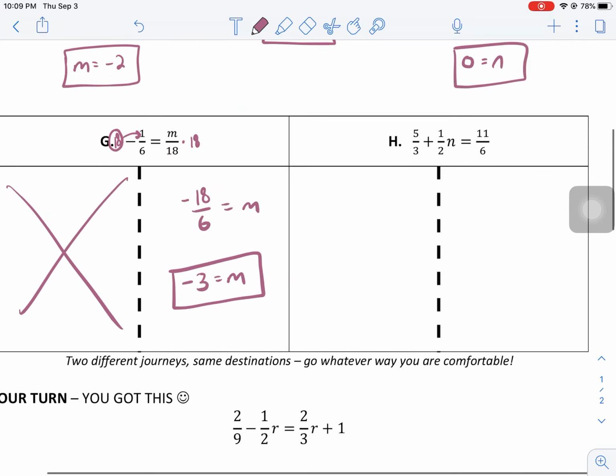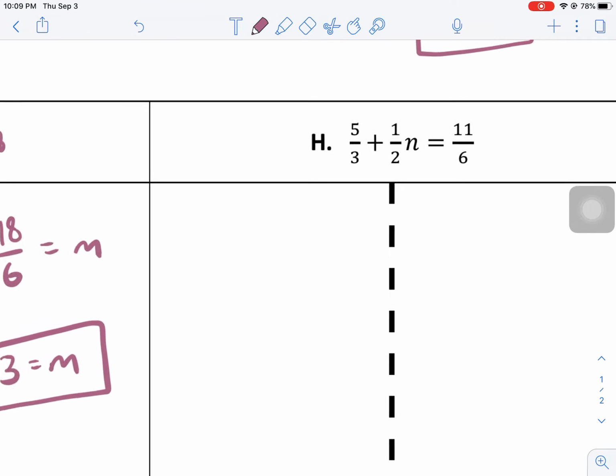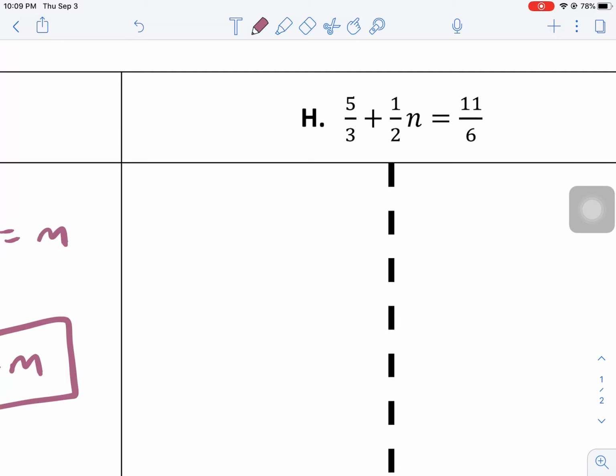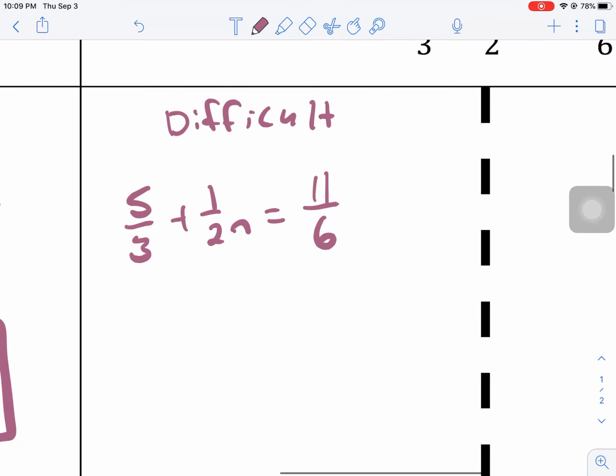Okay, this other one though, there are two ways to do this question, so let's talk about those two ways. There's kind of, in my opinion, a difficult way and an easy way. So we'll do what I think is the difficult way first. So we have 5/3 plus 1/2 n is equal to 11 over 6. So the difficult way is to just leave these things all as fractions, okay, and solve them that way.